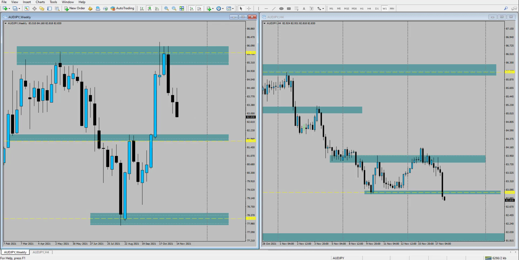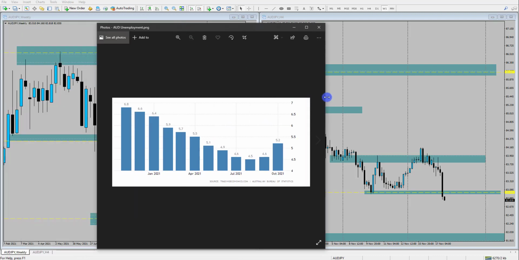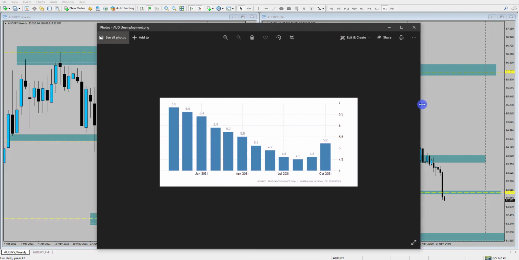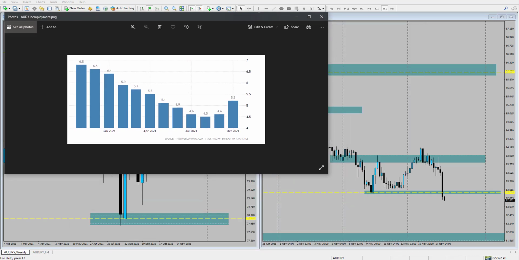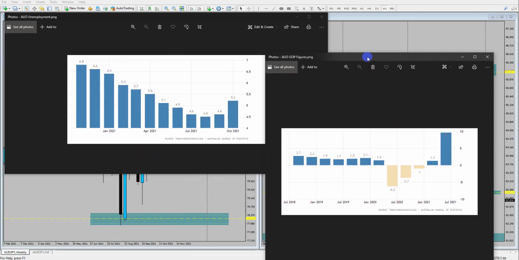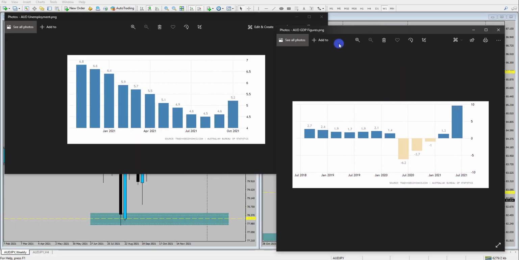Not only that, if we take the Australian dollar into context, I really like the idea of being short Aussie, given recent data out of Australia. So let's bring in the Australian unemployment data. And I'm also going to bring in the Aussie GDP figures. The reason I'm bringing in the GDP figures is that we'll probably see a decline in GDP due to the recent data that we've seen out of Australia.